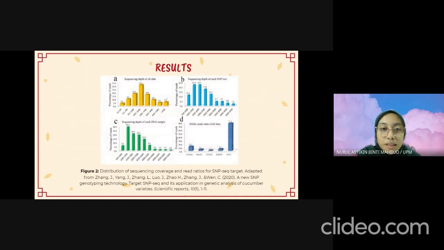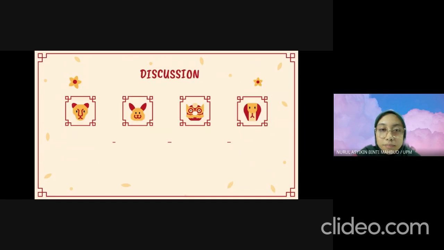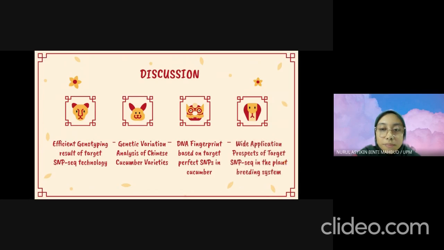So this bar chart illustrates the distribution of sequencing coverage and read ratios for SNP sequence targets, where A indicates the sequence depth of all reads, B indicates the sequence depth of 154 SNP loci, and C the 261 cucumber varieties, and D is the allelic reads ratio of homozygous and heterozygous genotypes. Next. I will continue with the discussion part. So there will be 4 subparts and I will further explain each part.